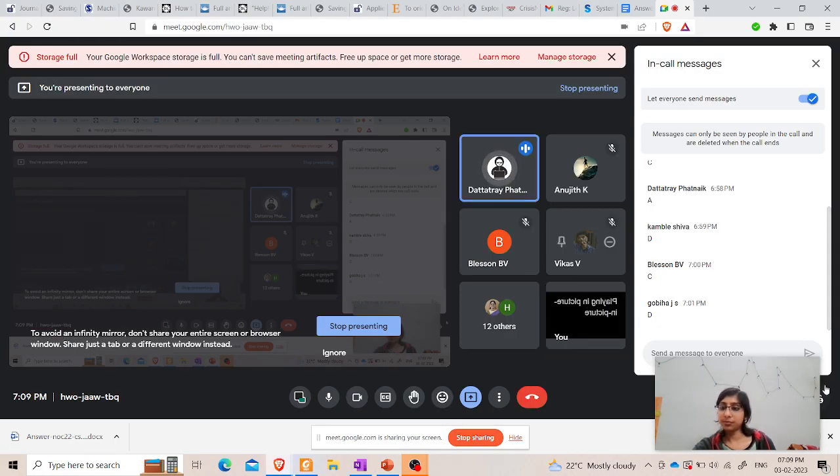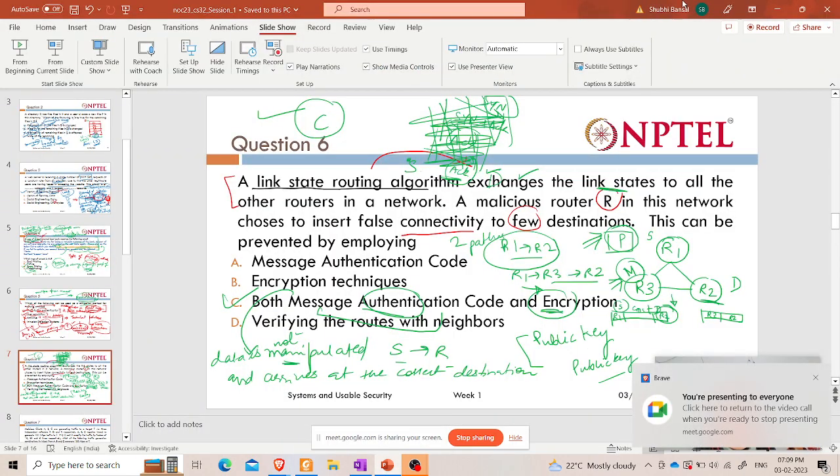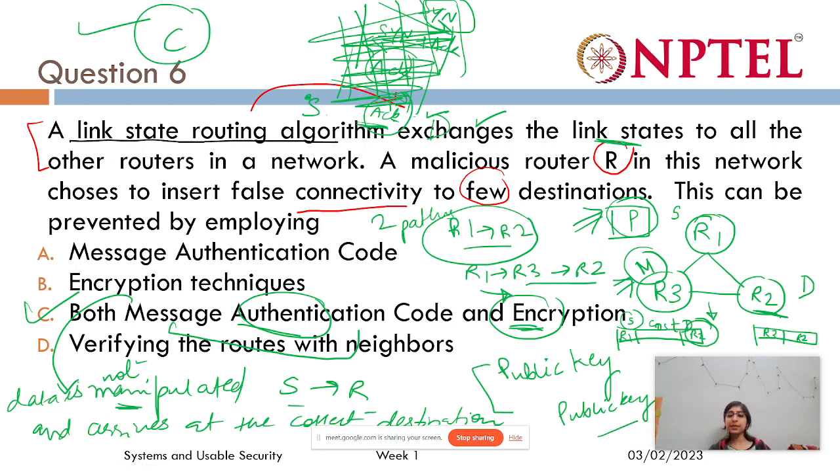So this message authentication code ensures integrity, right? And what else does it do? You can say it kind of ensures integrity. It's kind of preventing access for manipulation. Here we want to prevent access by the malicious router, right? So this will help us to prevent that in case of exchange of information.